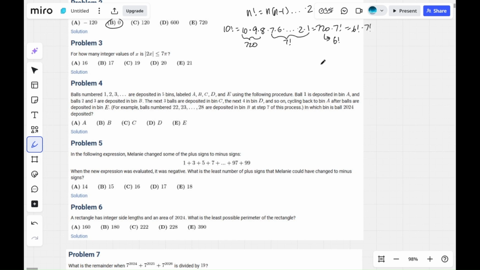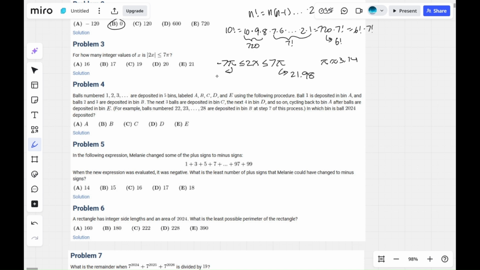Okay, moving on. Problem 3. For how many integer values of x is the absolute value of 2x less than or equal to 7 pi? So given this restriction, this is also equal to negative 7 pi is less than or equal to 2x is less than or equal to 7 pi. And we know that pi is approximately 3.14, so this is around 21.98-ish, and this is around negative 21.98-ish.